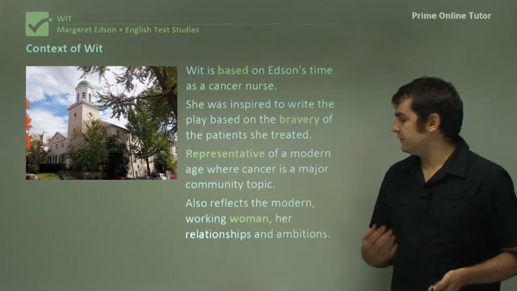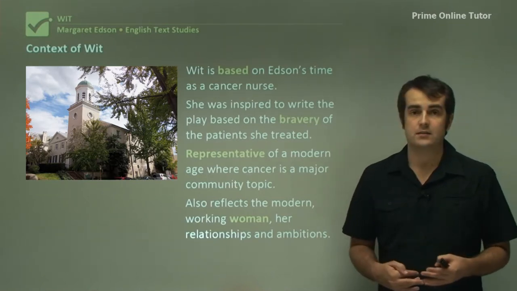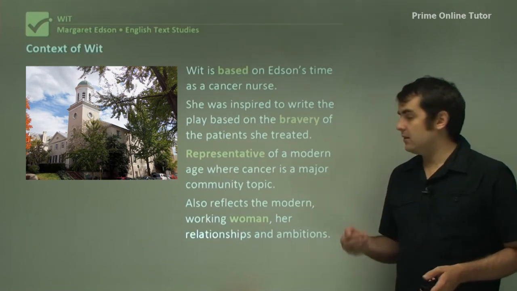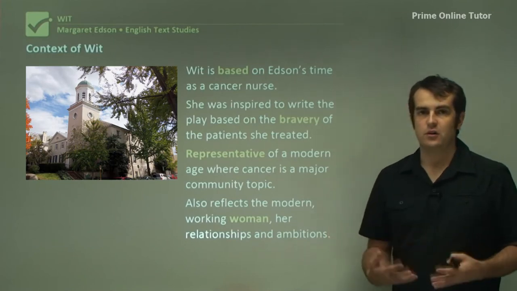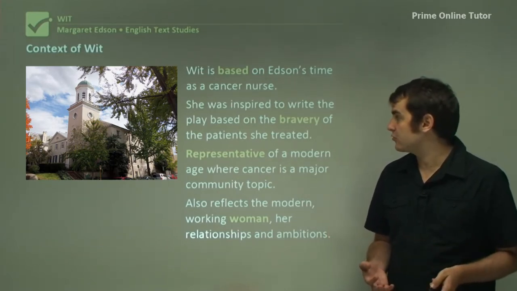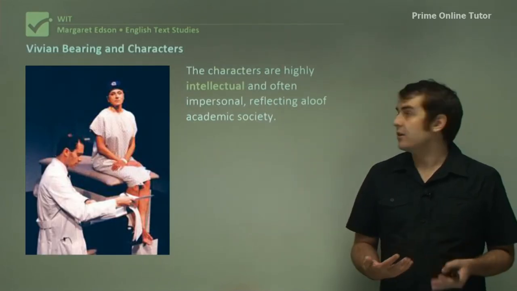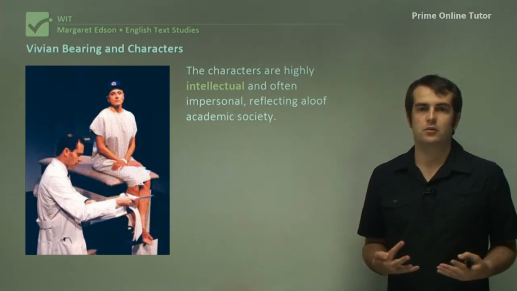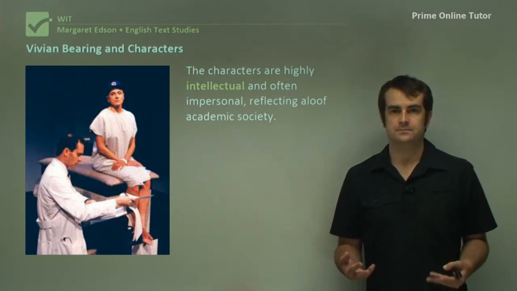And certainly it's reflective of more modern values. If you compare it to, say, Donne, as is referenced in the play, then the values are quite different. Certainly the texts she studied are quite historic, and yet the values that the play represents are quite modern and quite true. The characters as well are highly intellectual and often impersonal, reflecting a stereotypical aloof academic society, or one that's out of touch with the rest of society.